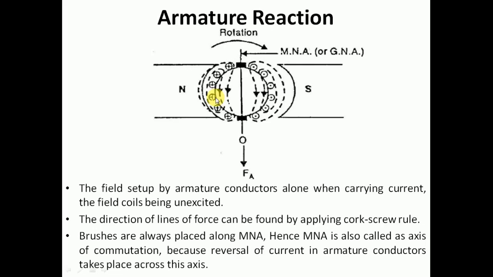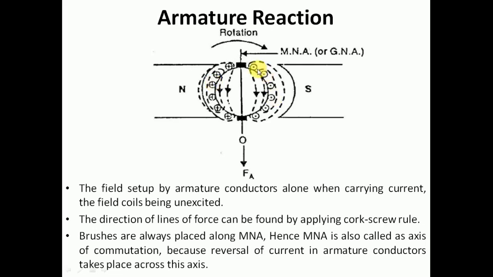The thumb of the right hand indicates the direction of current, and the curl of the fingers represents the direction of magnetic flux. So if you see here, in these conductors which are under the influence of north pole, the direction of current is actually into the conductor. So you have to point your thumb into them. Then the curl of the fingers, that is actually in the clockwise direction, represents the direction of armature flux.